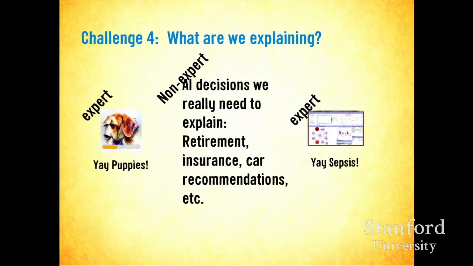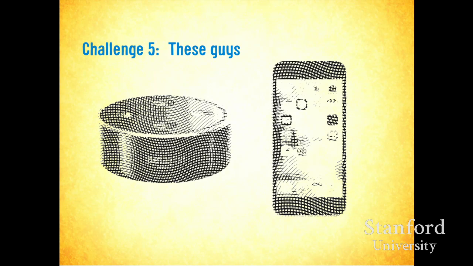How do we explain to those people the underlying AI suggestion? I think that's hard. Challenge number 5 is these guys. Hopefully I don't need to say too much about that.